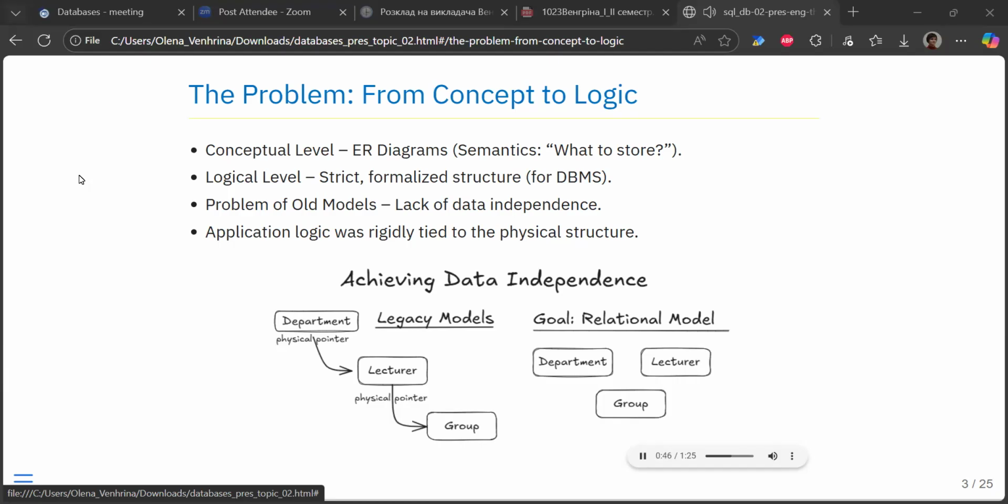This means that the program logic was rigidly tied to how the data physically lay on the disk. As shown in this illustration, the programmer had to manually pave the route along these links, as if following pointers. To find a student of a certain department, one had to write a procedure. Take the pointer to the department, go through all its pointers to lecturers, take the pointer to the lecturer, go through his pointers to groups. It was complex and incredibly fragile. Any change in physical data storage required rewriting programs. It was this problem, the lack of independence, that Edgar Codd set out to solve. And his solution was brilliant in its foundation, as we will see on the next slide.